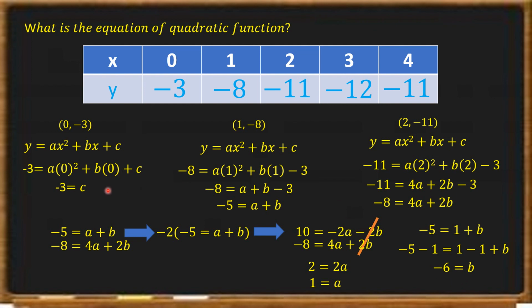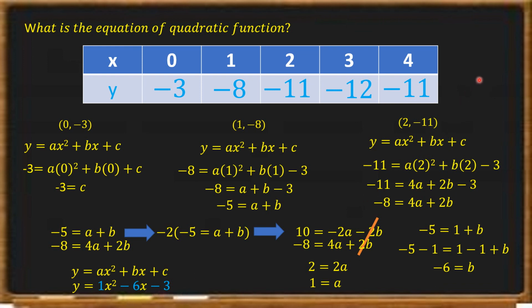After finding the letters a, b, c, we now substitute them into the general form of the quadratic function, y is equal to ax squared plus bx plus c. Our a is 1, b is negative 6, c is negative 3. So here it is. The 1 there can be omitted, but I showed it to emphasize that we substituted a, b, c. So y is equal to 1x squared, or simply x squared minus 6x minus 3.